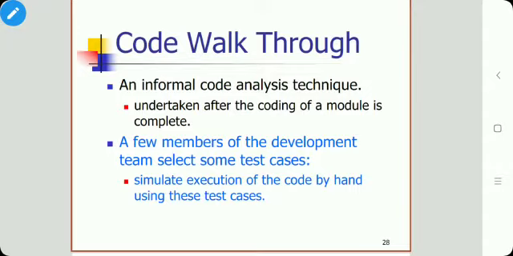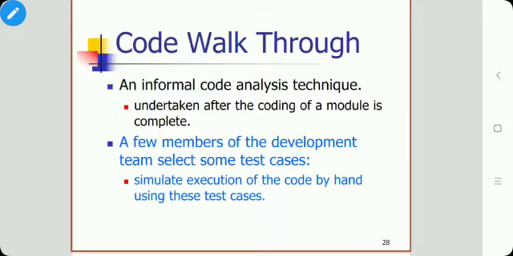Code walkthrough is an informal code analysis technique in which, after a module has been coded, successfully compiled and all the syntax errors are eliminated, some of the members of the development team are given the code a few days before the walkthrough meeting so that they can read and understand the code, write down the code errors, and discuss those errors in the walkthrough meeting. The main objective of the walkthrough is to discover the algorithmic and logical errors in the code.